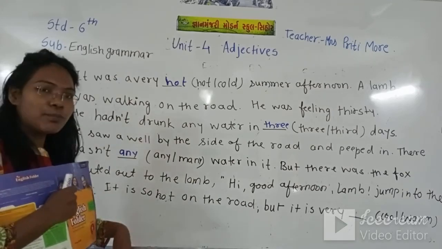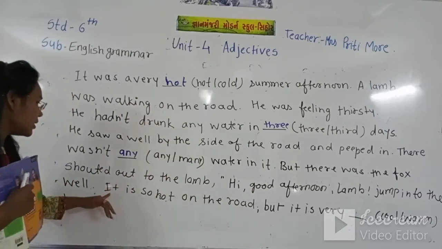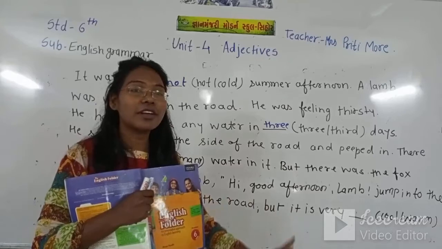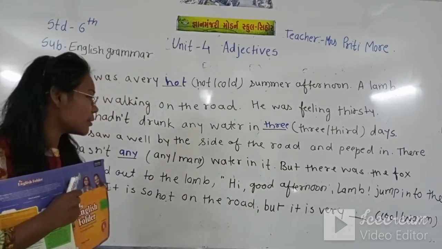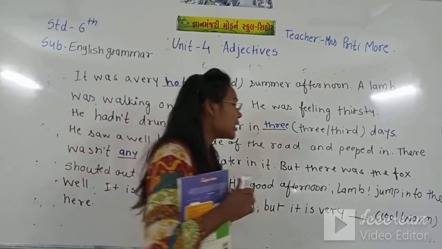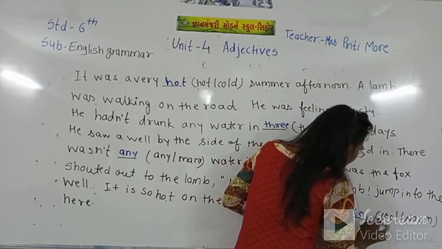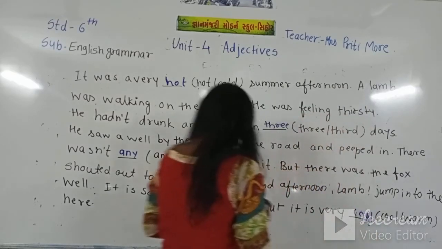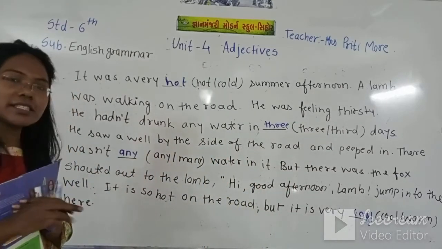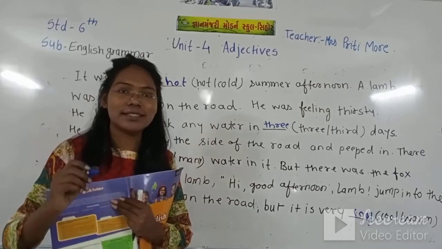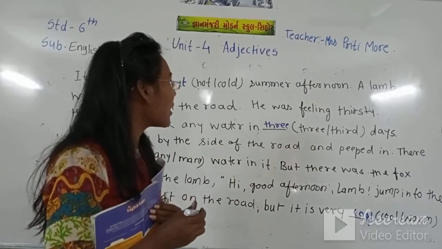वेल के अंदर जंप करो, वेल में आ जाओ। It is so hot on the road. बाहर तो बहुत धूप है और रोड काफी हॉट है, काफी गर्म है। And it is very cool here. और वेल में कैसा है? वेल के अंदर बहुत ठंडक है और बाहर तो बहुत हॉट है। इसलिए फॉक्स क्या बोल रहा है लैम्ब को?